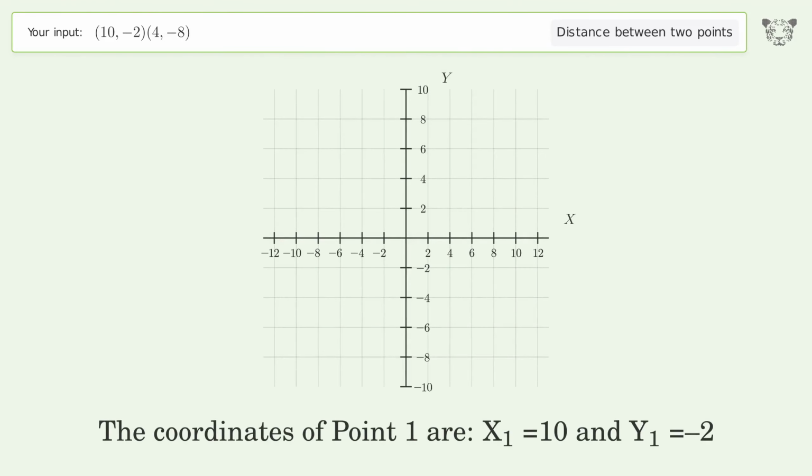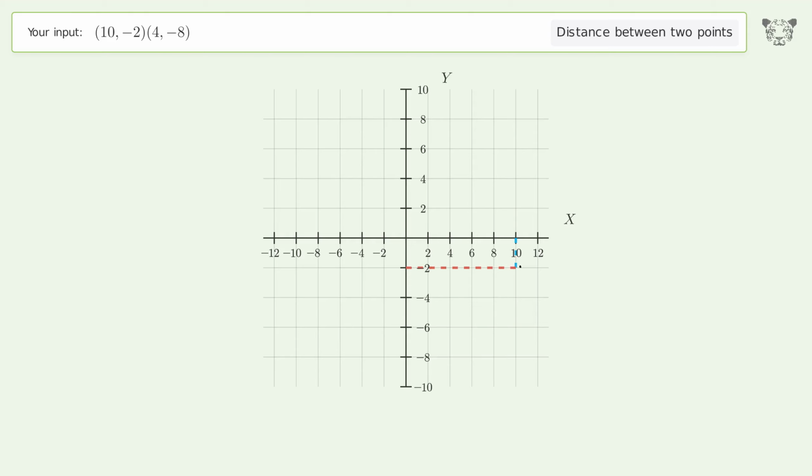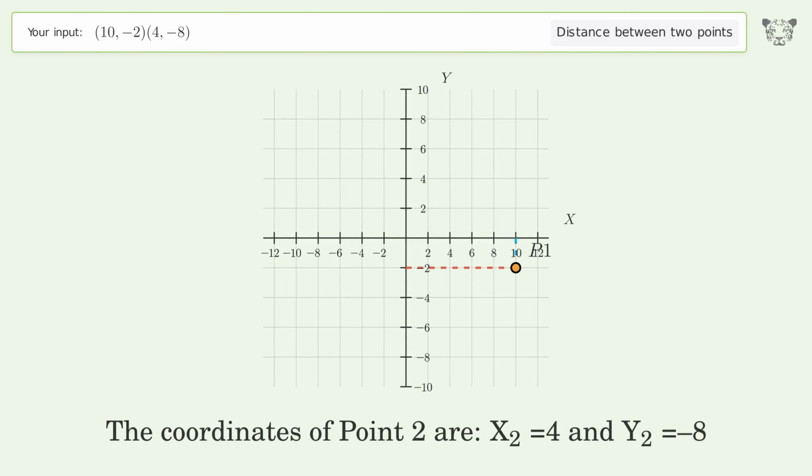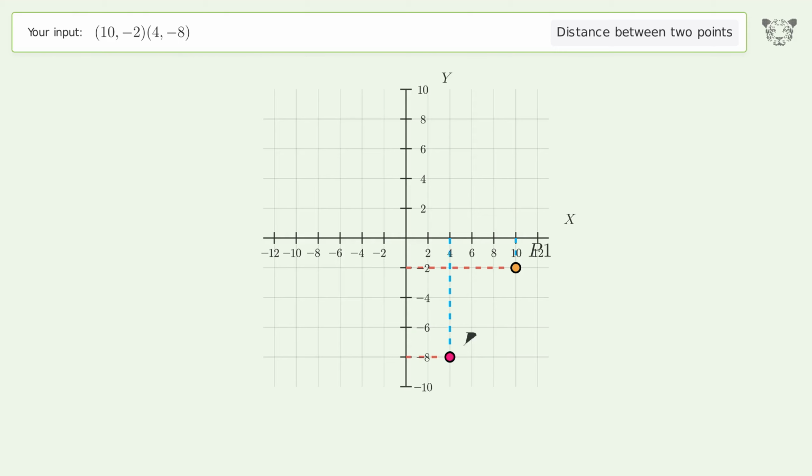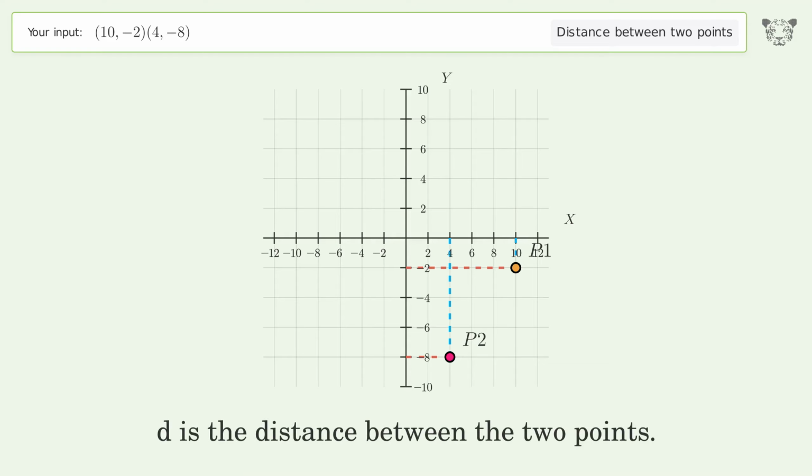The coordinates of point 1 are, x1 equals 10 and y1 equals -2. The coordinates of point 2 are, x2 equals 4 and y2 equals -8. D is the distance between the 2 points.